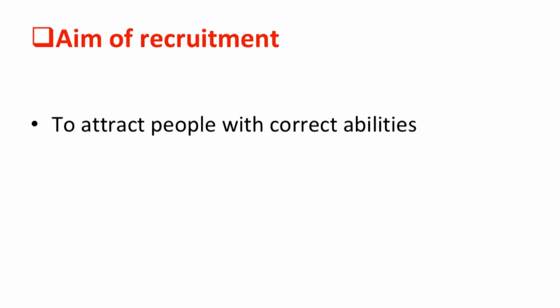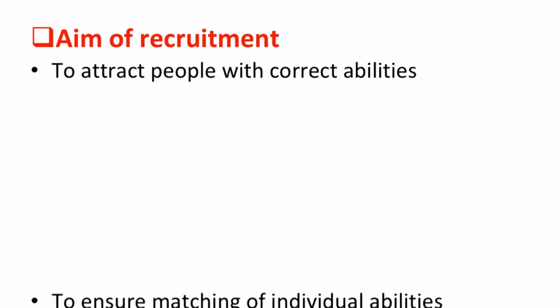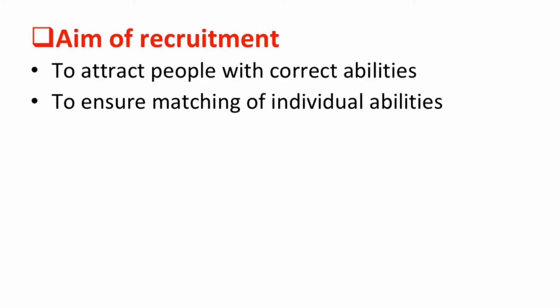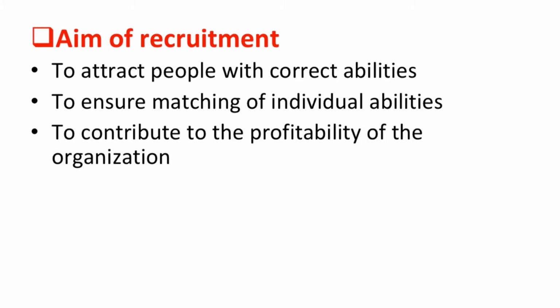Why do we have to recruit rather than just select a person? The first reason, or the aim of recruitment, is to attract people with the correct abilities. Secondly, to ensure the matching of individual abilities. Thirdly, to contribute to the profitability of the organization. Remember, we're not employing or recruiting for the sake of recruiting. We are recruiting for the profitability of the organization.